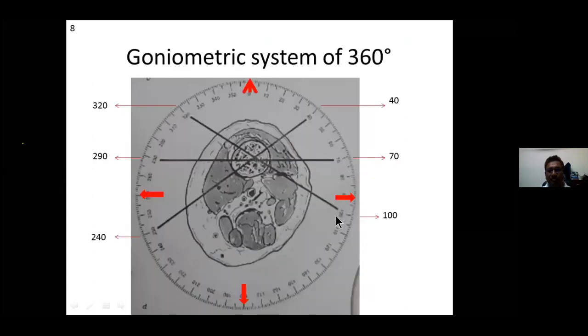The goniometric system of 360 degrees. This is a goniometer. In this system, the cuts are centered on the circumferential skin, measured from 0 degrees to 360 degrees. This is 0 degrees, 90, 180, 270 degrees. For example, the wires are placed from 40 to 240, these wires from 100 to 320, and this is from 70 to 290.